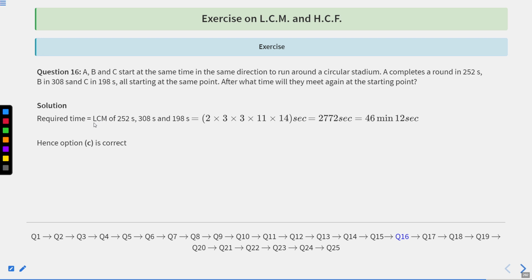So solution, required time equal to LCM of 252 seconds, 308 seconds and 198 seconds. Which is equal to 2 times 3 times 11 into 14 seconds, which is equal to 2772 seconds. And if I have to write it in minutes, it is 46 minutes 12 seconds. So the correct option here is option C.